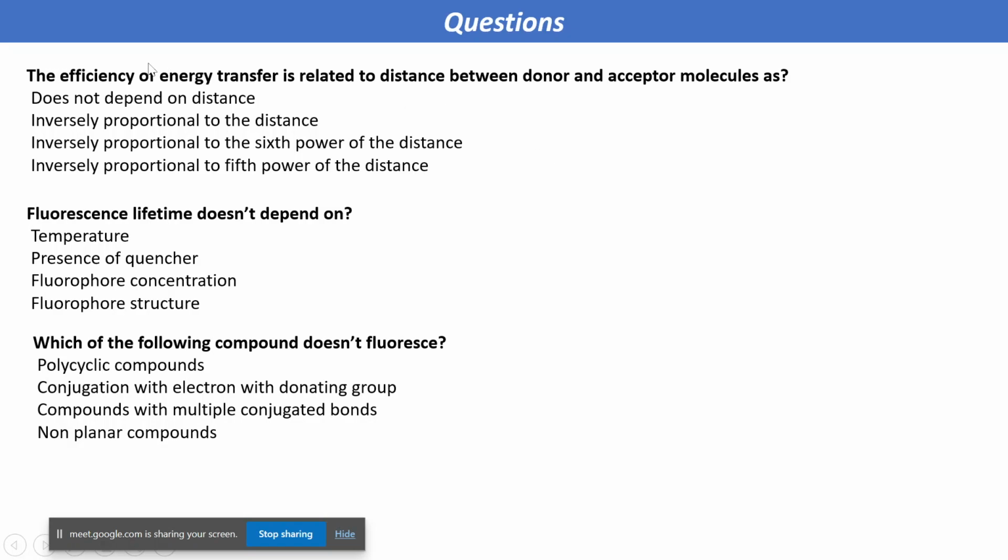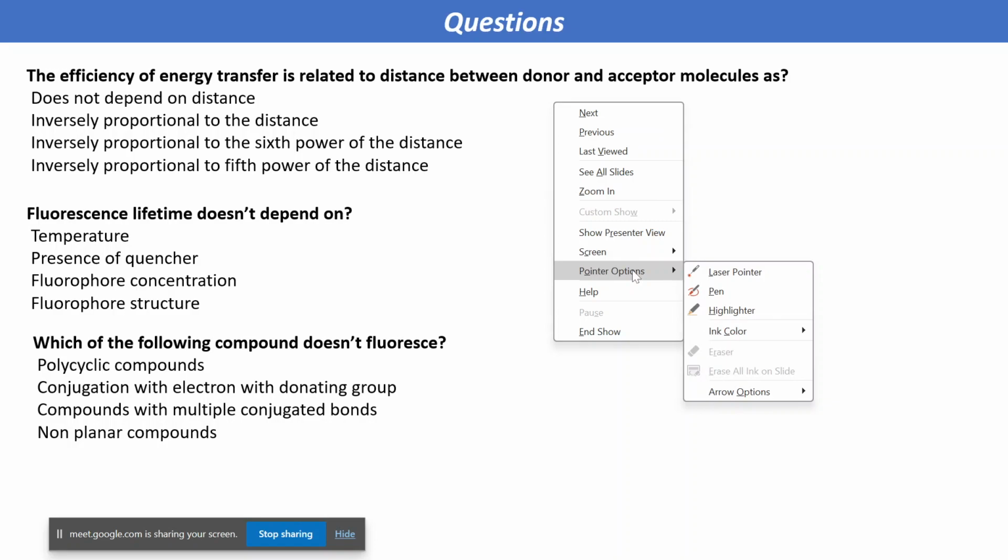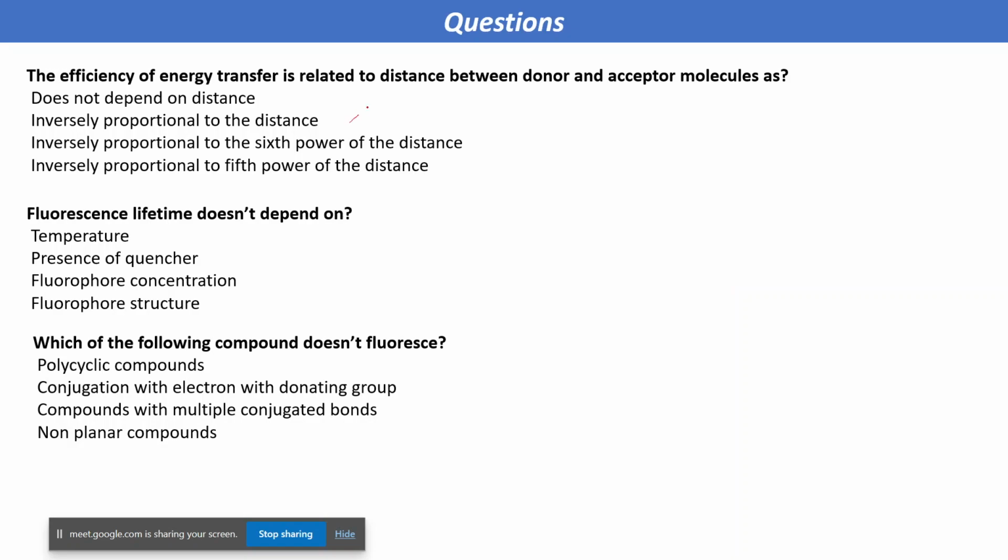The first question: the efficiency of energy transfer is related to the distance between donor and acceptor molecule as it does not depend on the distance, it is inversely proportional to the distance, it is inversely proportional to the sixth power of the distance, or inversely proportional to the fifth power of the distance. So basically, how can you relate the energy transfer efficiency and the distance between donor and acceptor? What will be the answer? Inversely proportional to the sixth power of the distance.